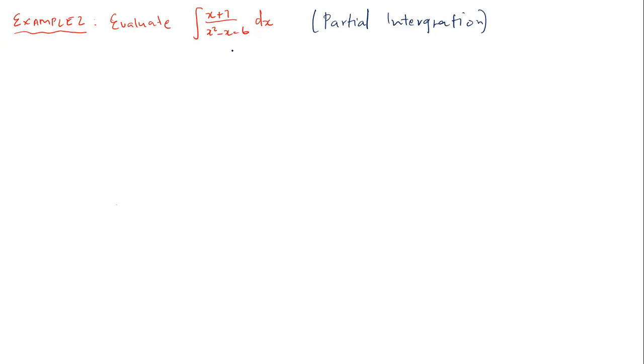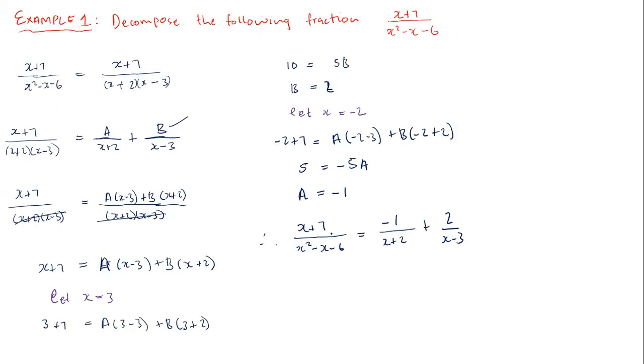So now I'm going to rewrite this as it is. We have the integral of x plus 7 divided by x to the power of 2 minus x minus 6 dx. This will be equal to, remember, if you look at the previous example, example number 1, it is the same fraction that we did. So we don't have to start from the get-go. We can just take this as it is, because we saw how we decomposed this fraction. It is already decomposed.